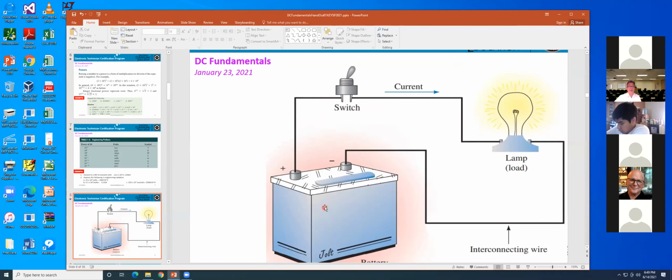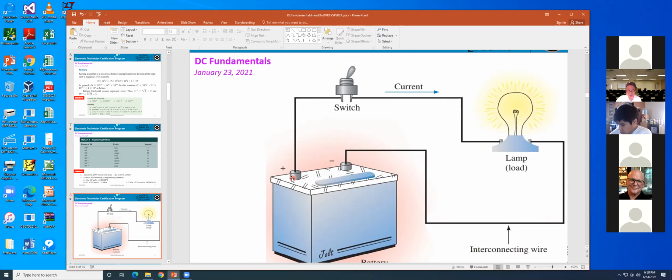Okay, you can see you've got a battery here. This is your headlight. When you turn it on, the current will be flowing and turn on the light. And the current will return to the negative. So how do we get the current? Basically, the electrons will be moving from the negative to the positive.